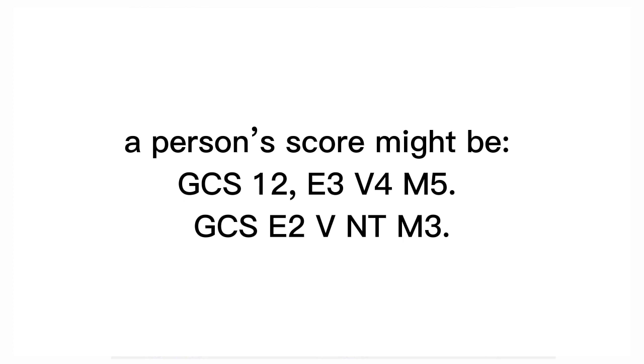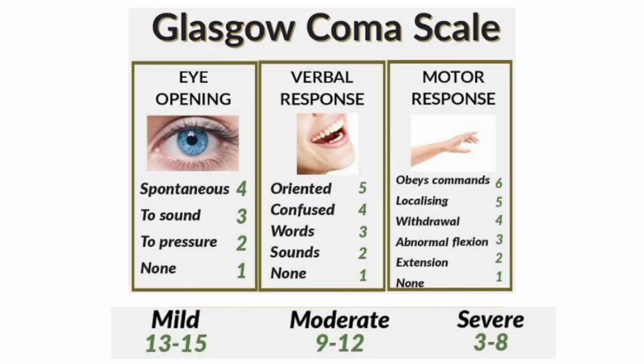Alternatively, if a person was intubated, their score would be GCS E2, V, and because the person was intubated, that part would be NT, meaning not testable, and M3. Here you can see in the figure that the Glasgow Coma Scale has these ranges. It can be mild if it ranges from 13 to 15. It would be moderate if it is from 9 to 12. And if the person has a score below 8, then this would be severe.